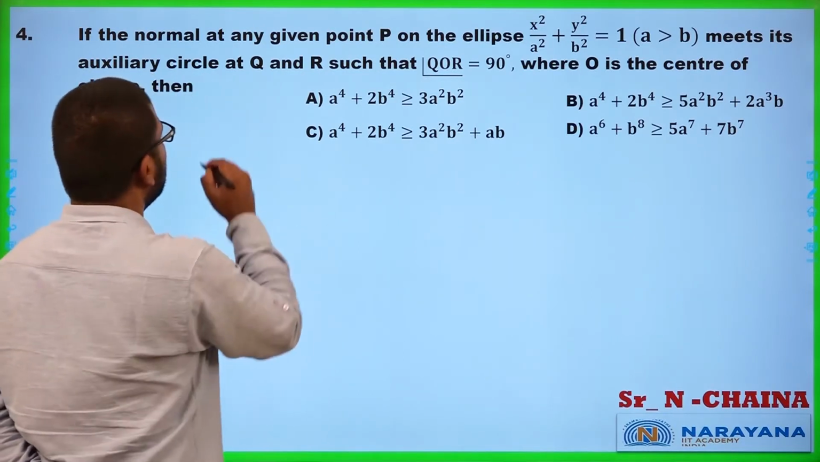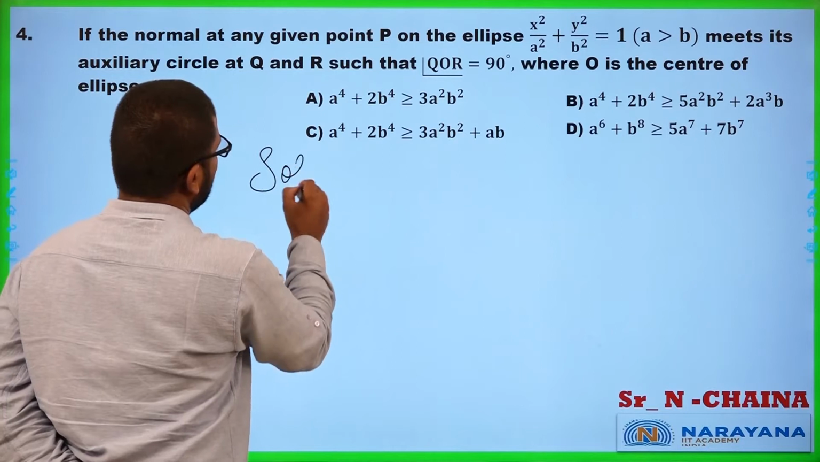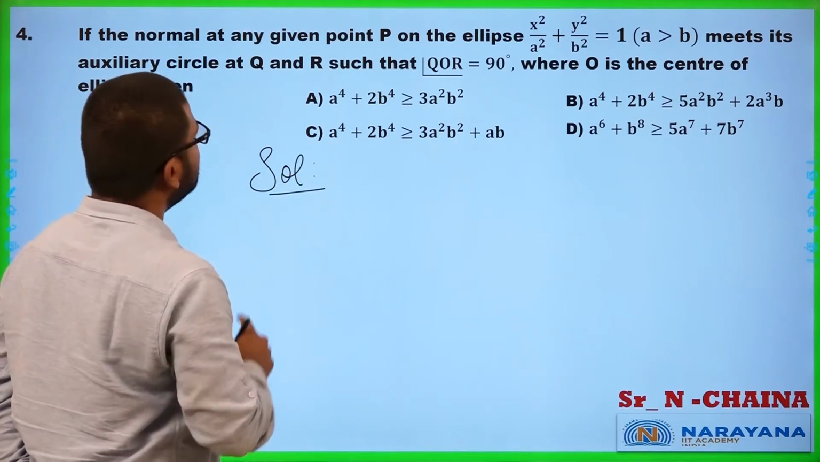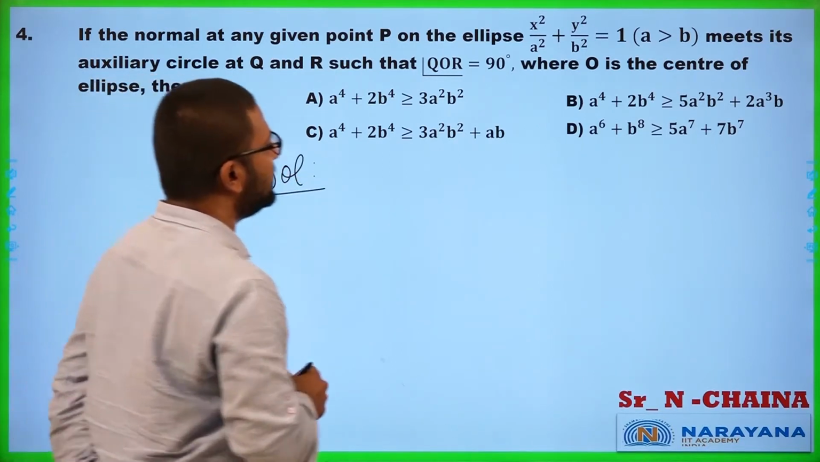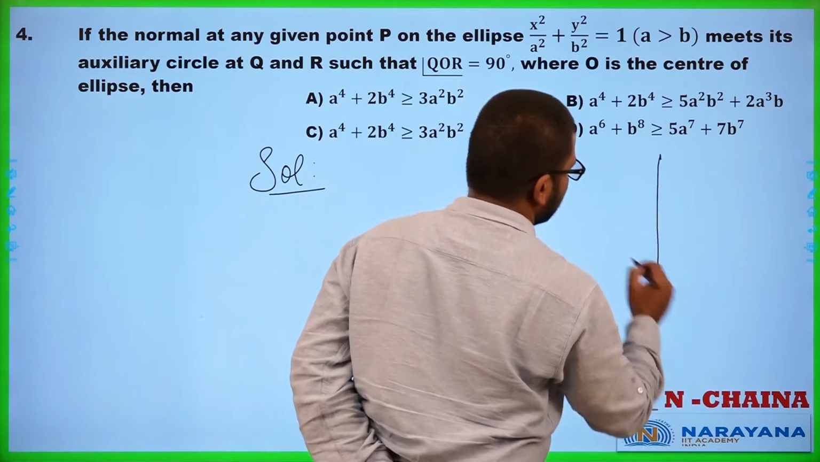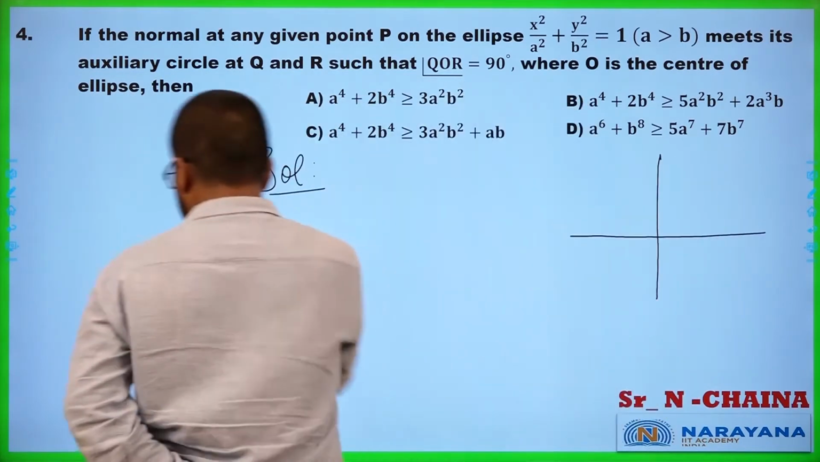All right, so let us see what the situation looks like. The normal at any given point on the ellipse. All right, so we have the ellipse.